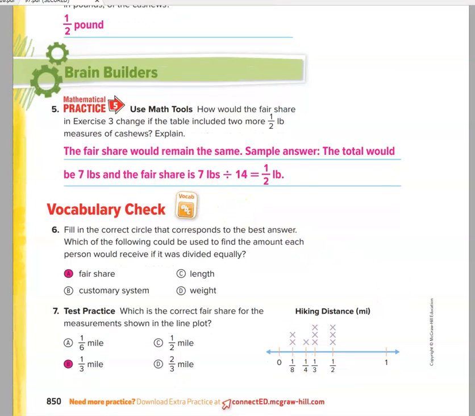I'll clear out that answer sentence. Which is the correct fair share for the measurements shown in the line plot? And the correct answer is 1/3 mile is the fair share, and that actually should be the best way to answer that. 1/3 mile is the correct fair share. If you said shown in the line plot, awesome, even better. A good answer sentence makes it very clear that you understand what the question was. And that's why I like you to do them. 1/3 mile is the correct fair share shown in the line plot.